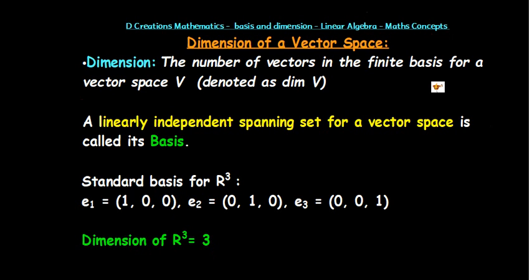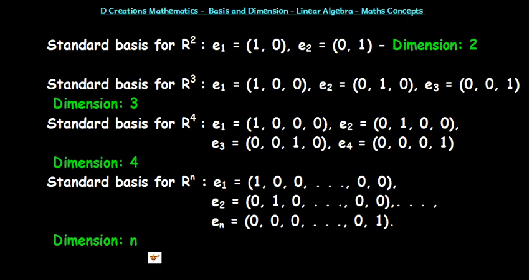This concept is pretty simple. You can try to extend it to n-tuples. So let's say if you consider R2, there are 2 vectors, (1, 0) and (0, 1). So the dimension is 2. We have already seen that the dimension is 3 for R3. How about R4? There are 4 vectors, E1, E2, E3 and E4. So the dimension is 4. So it is pretty straightforward and logical to see that for R raised to n, the dimension is going to be n.